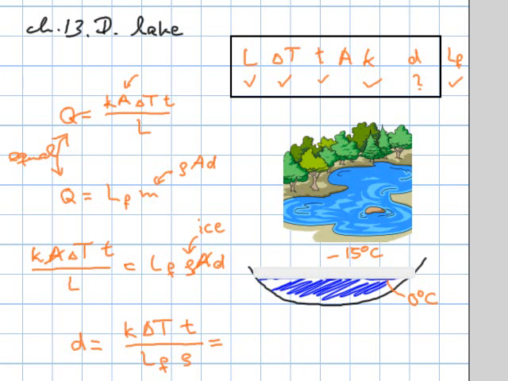And when I calculate that, I look up the heat conductivity of ice, which is given as 2.2 joules per second per meter per Celsius degree, so 2.2, and then times the temperature difference of 15 Celsius degrees, times the time of 300 seconds, and then divide in parentheses.